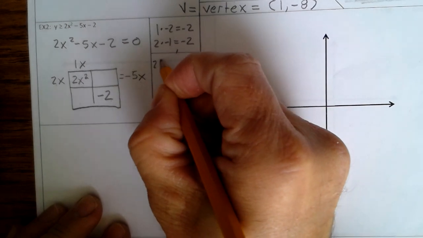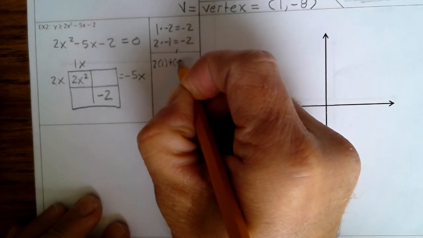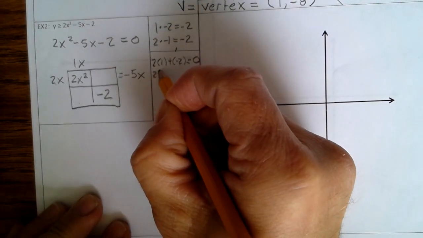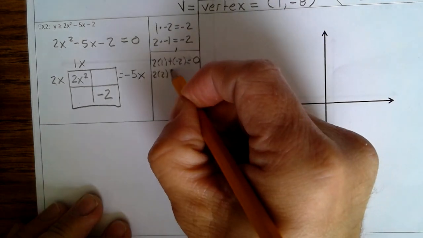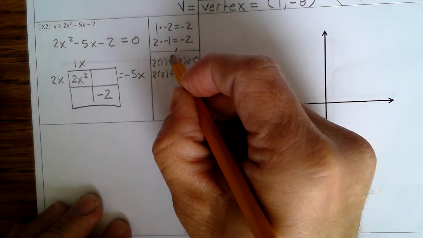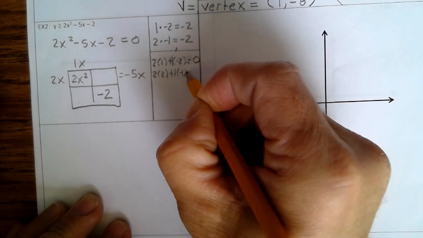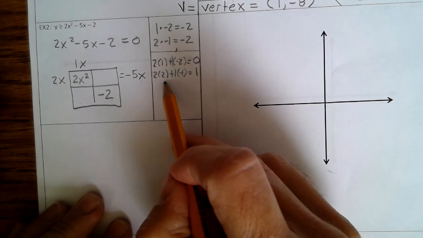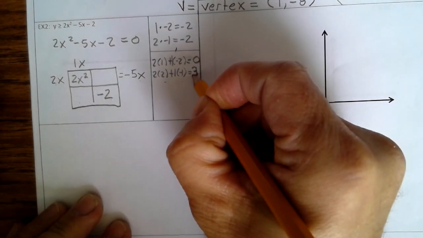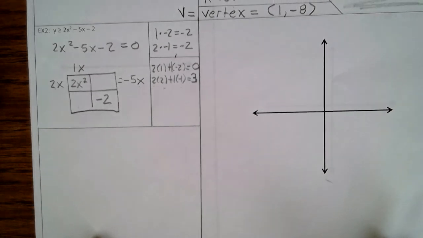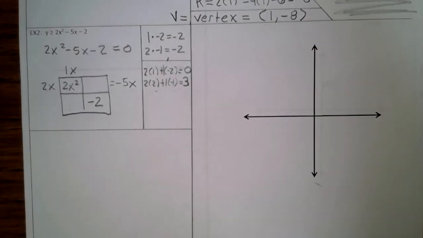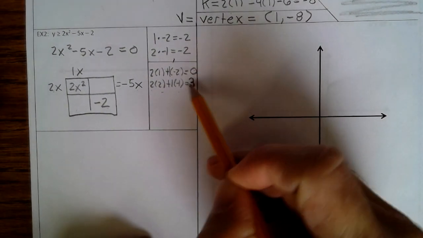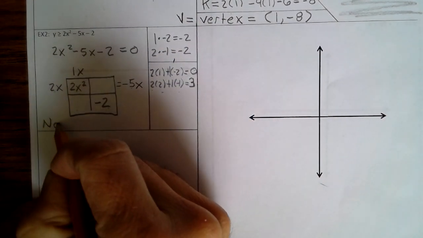So 2 times 1 plus 1 times negative 2 is 0. That doesn't work. 2 times 2 plus 1 times negative 1, I almost forgot, there should be a 1 right there. Oh, I'm sorry. 2 times 2 is 4. 4 minus 1 is 3. Okay? Now, those are the only possible combinations. Since none of those have negative 5, we can say that this is not factorable.